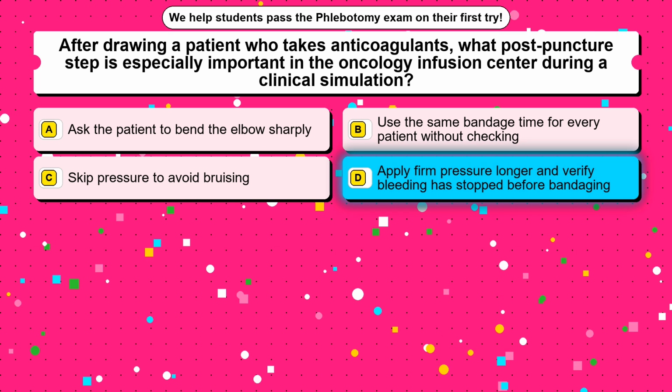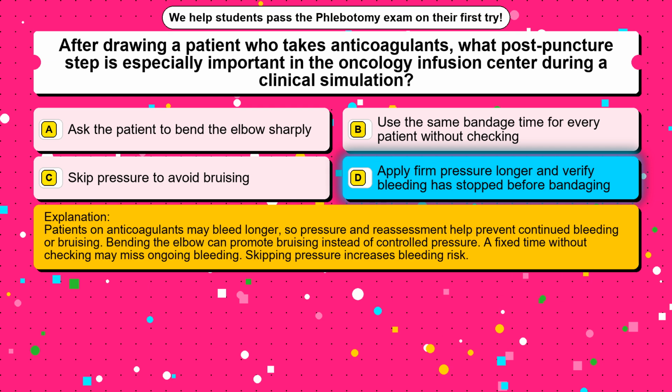The correct answer is option D. Apply firm pressure longer and verify bleeding has stopped before bandaging. Patients on anticoagulants may bleed longer, so pressure and reassessment help prevent continued bleeding or bruising. Bending the elbow can promote bruising instead of controlled pressure. A fixed time without checking may miss ongoing bleeding. Skipping pressure increases bleeding risk.